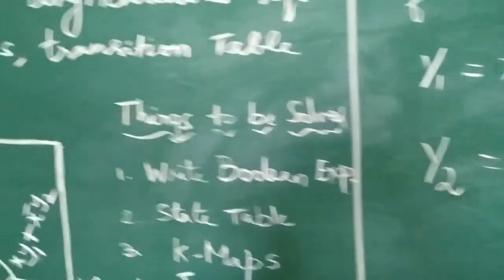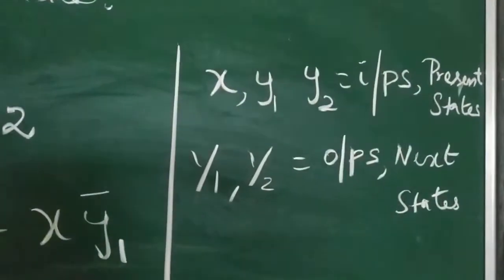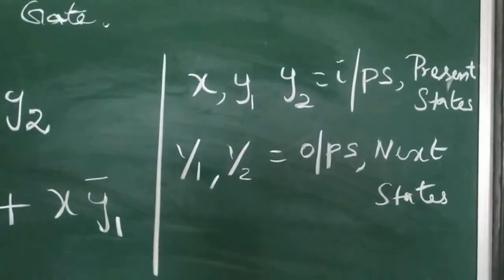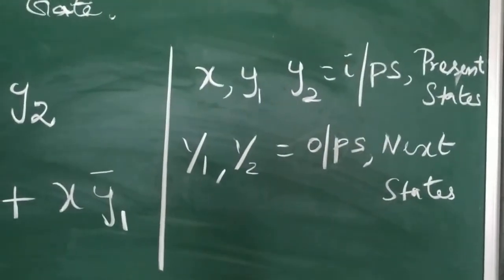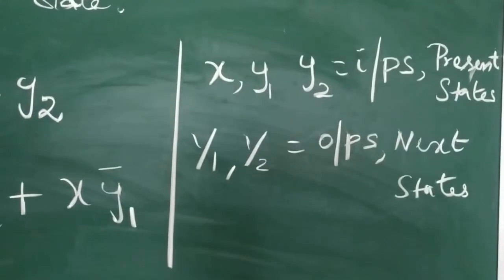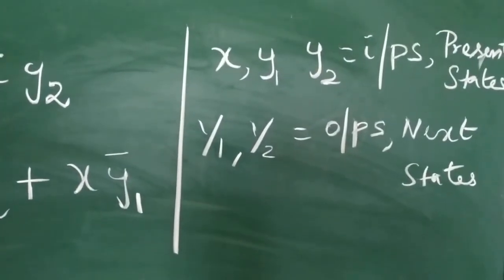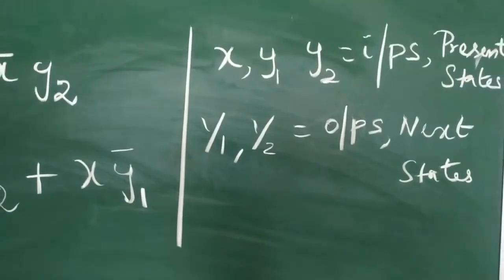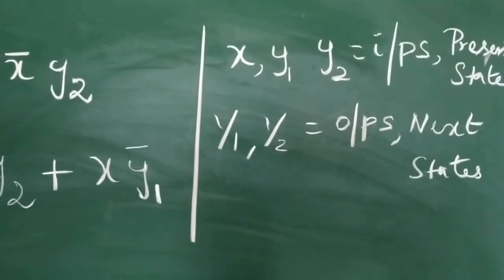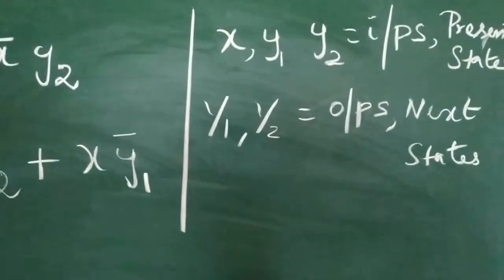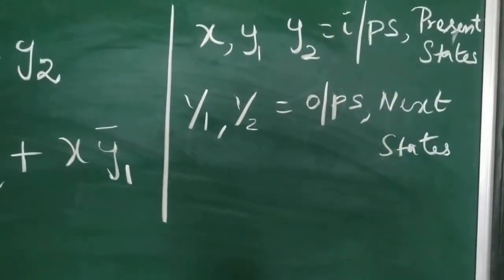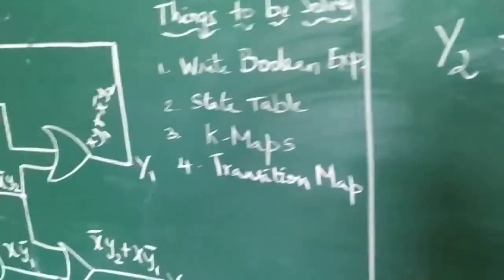So here x, y1, y2 are the inputs, or else we can call them the present states. As it is a sequential circuit, we have two states, present state and next state, which we do not have in combinational circuits. And then y1, y2 are the outputs and they are called the next states.